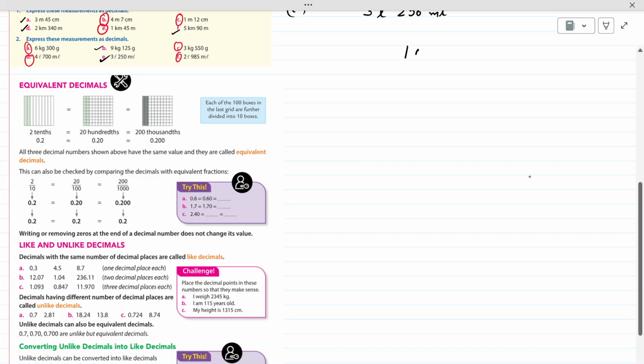Hello kids. In today's class, we will start with the next topic, equivalent decimals. So, what are equivalent decimals? For that, I'm going to take one example. The example I'm taking here is 2 by 10, 20 by 100 and 200 by 1000.